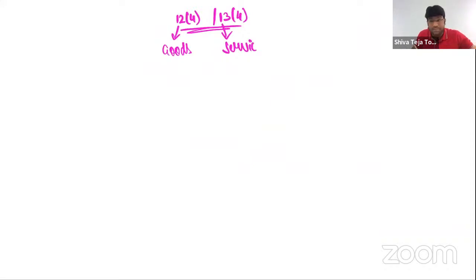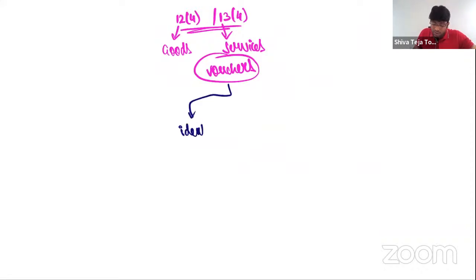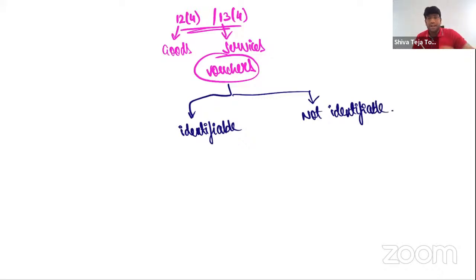Then 12.4 or 13.4: 12 in case of goods, 13 in case of services, but the concept is the same. It deals with the concept of time of supply in case of vouchers. A voucher is something like a coupon, and there are two types of voucher: where supply is identifiable, and where supply is not identifiable. Example: if I give you a shirt voucher, that is clearly an identifiable voucher, because you can redeem it only for the shirt. But if I give you a Big Bazaar voucher, where you can go to the supermarket and buy whatever you want, that is a case where supply is not identifiable.